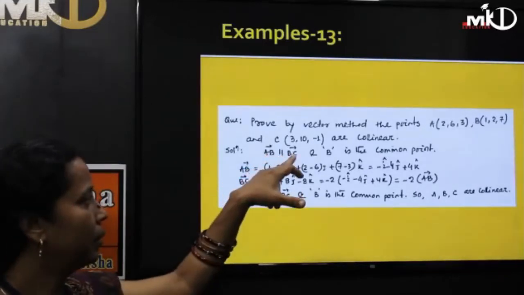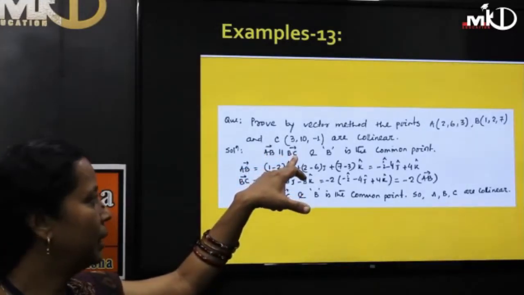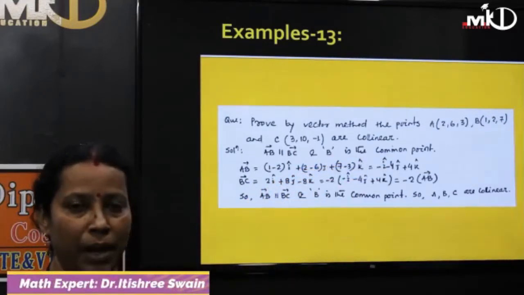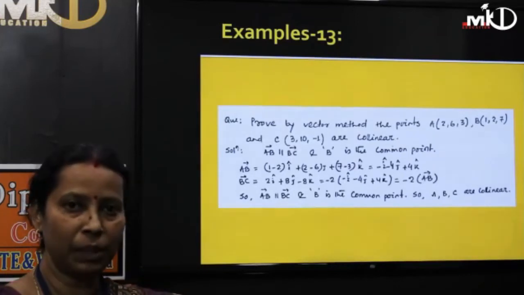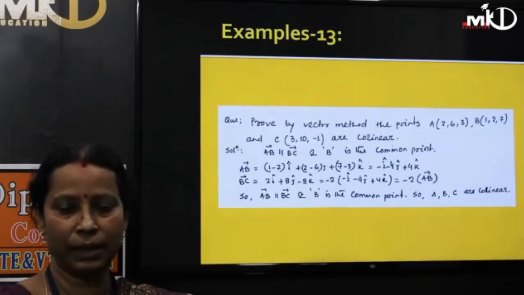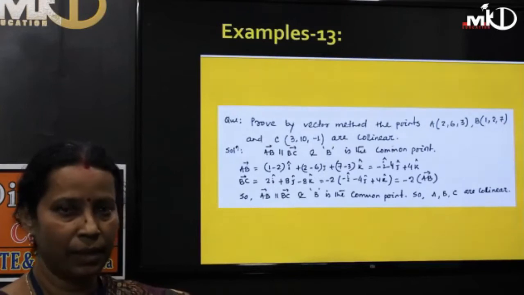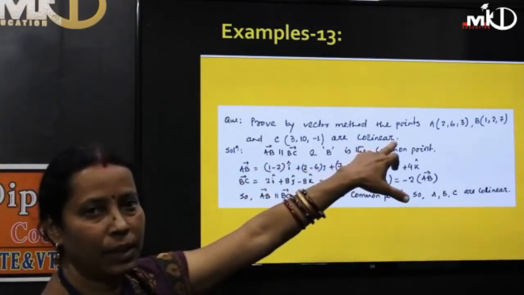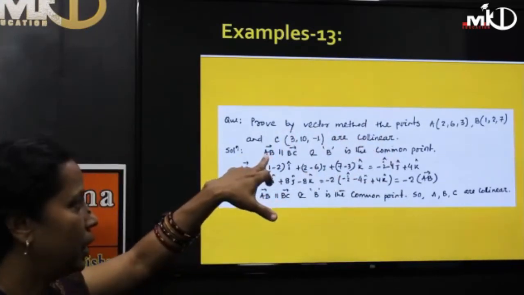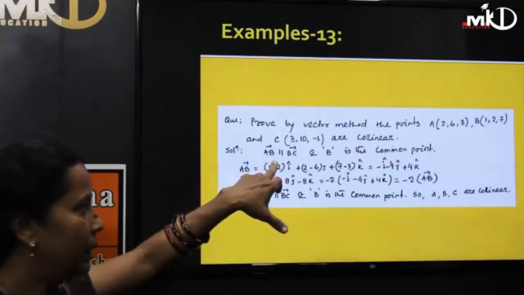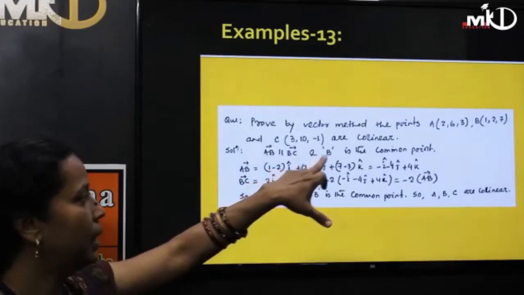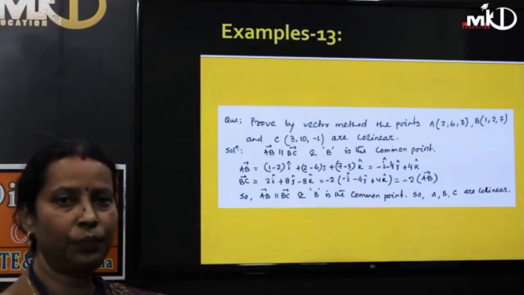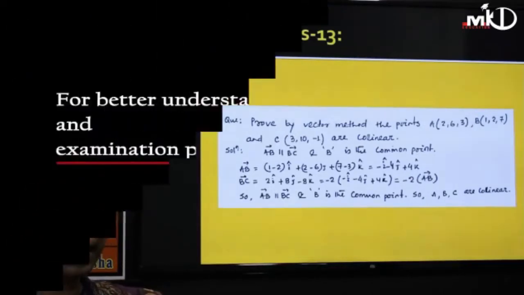Whenever we prove 3 points are collinear by vector method, it is easy to use the concept that AB vector is parallel to BC vector and B is the common point. Whenever you find two parallel vectors having a common point, the 3 points lie on one line. So we have to prove AB vector is parallel to BC vector and B is the common point. How can we prove that two vectors are parallel?